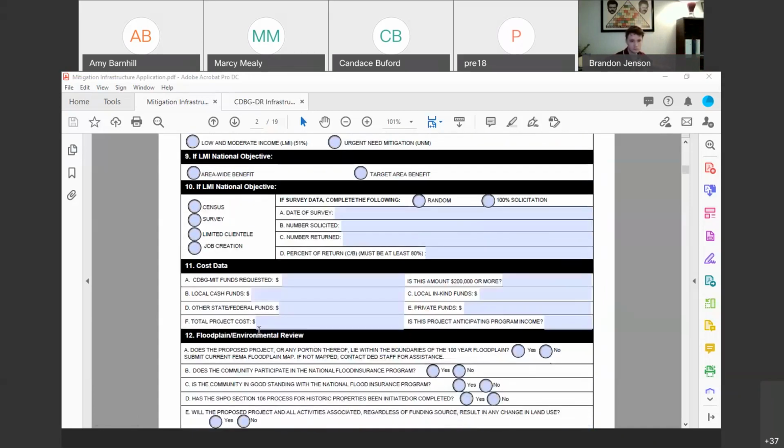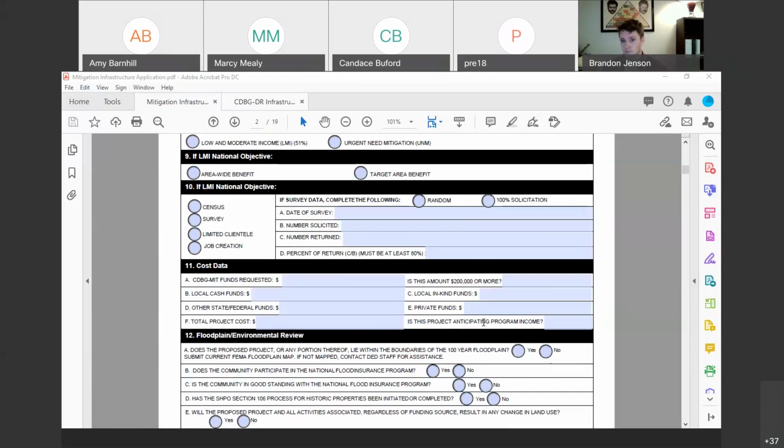Cost data information. Again, this is fairly standard. Just going to be that high-level overview of the amount of funds you're requesting, either DR or MIT, local cash, in-kind, etc. There's a couple of random questions over here on the right side. You'll see, is this amount $200,000 or more? And is this project anticipating program income? And we just kind of stuck those questions in there because they'll tie back to some stuff later on in the application. But this $200,000 or more, that's going to trigger a specific Section 3 certification requirement. So if it's below $200,000, then you're not going to need to submit that certification form. And again, we'll kind of go over that here in a minute.